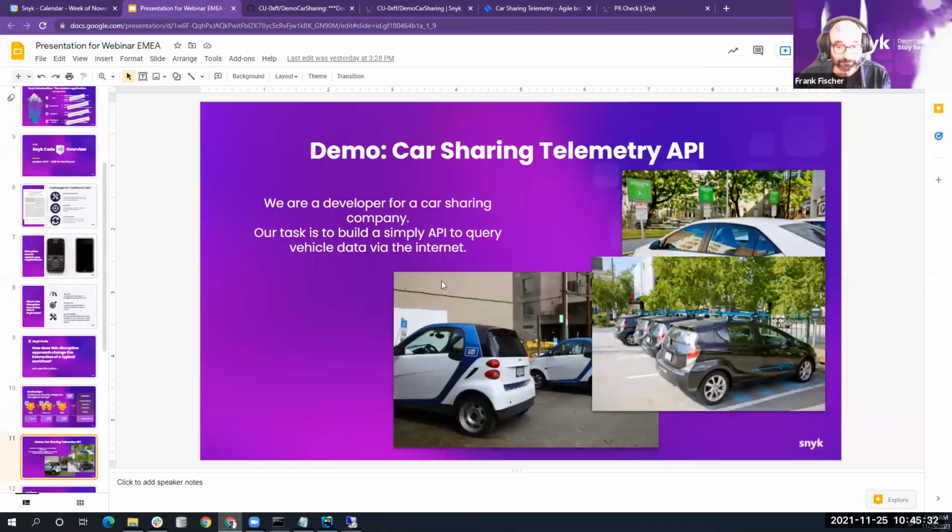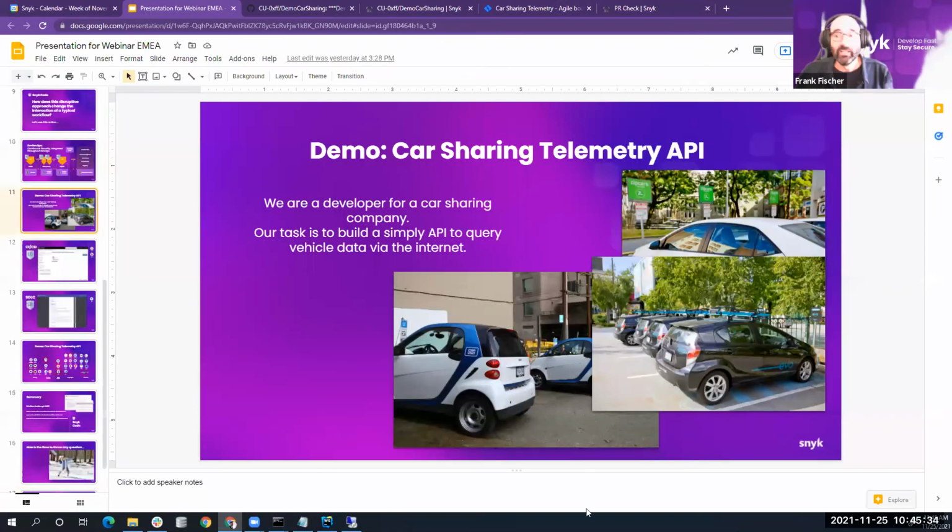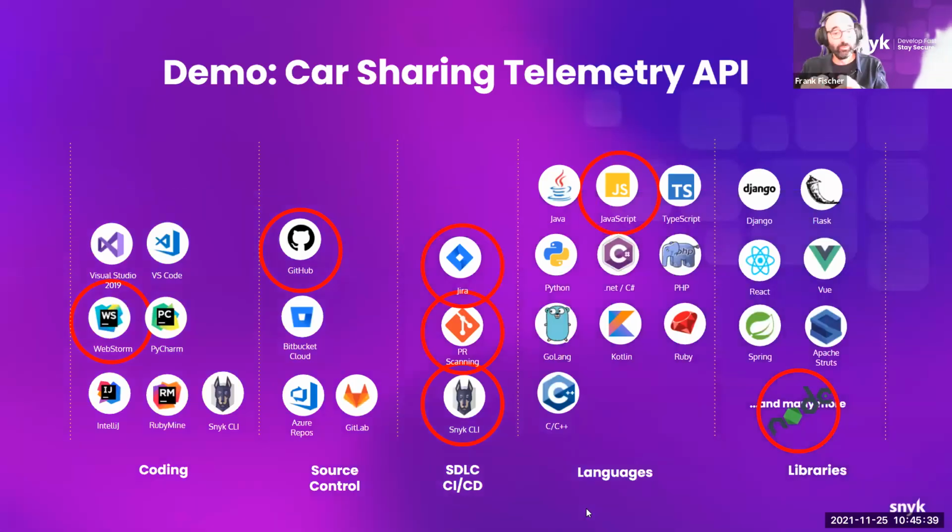Okay, so back to this one. What I wanted to show you and what I showed you was I used the red circled elements here. So I used WebStorm, I used the GitHub integration, I used the Jira integration, PR scanning, the CLI. I did it in JavaScript, and I used Node. But as you can see, there's much more. And we are moving very, very fast. As of now, we're literally adding a new supported language every month.